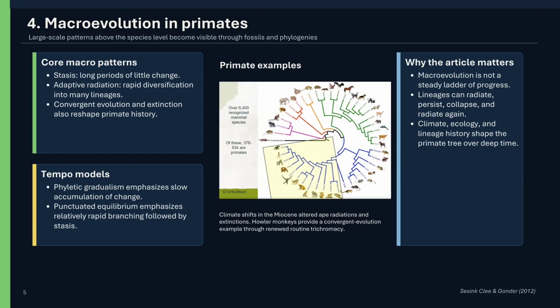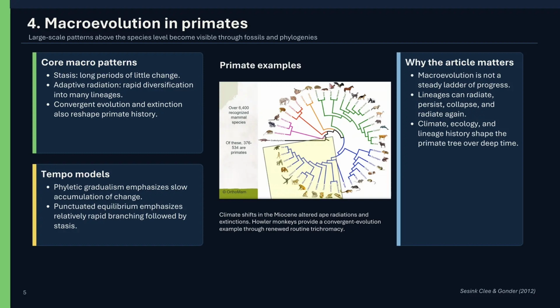Phyletic gradualism is when species change gradually over long periods of time. Punctuated equilibrium is when relatively rapid branching or speciation happens, often followed by long periods of little change, known as stasis. In punctuated equilibrium, major environmental changes can open new niches or trigger extinctions, which can reshape the tree of life quickly. The major macroevolutionary patterns in primates are stasis, adaptive radiation, extinction of lineages, convergent evolution, and anagenesis.